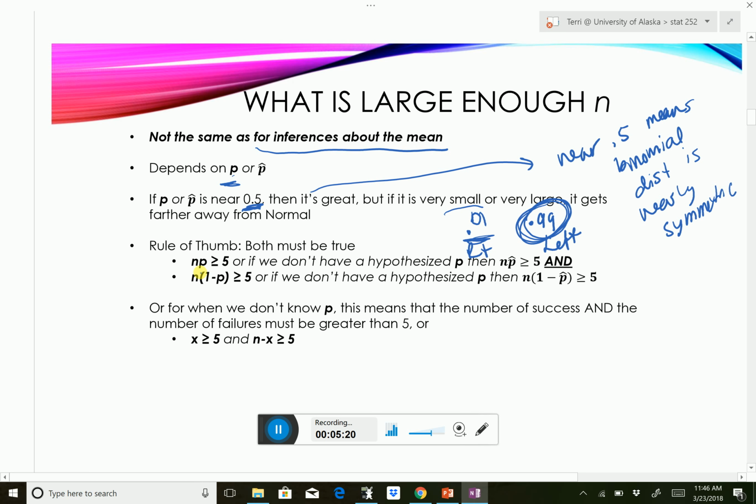So here's a rule of thumb. Both of these have to be true. n times p, the hypothesized p, has to be greater than or equal to 5, or if we don't have a hypothesized p, then n p hat is greater than or equal to 5. And n times 1 minus p has to be greater than or equal to 5, or again, if we don't have a hypothesized p, then n times 1 minus p hat is greater than or equal to 5. Basically, you can also say the number of successes has to be at least 5, and the number of failures has to be at least 5.